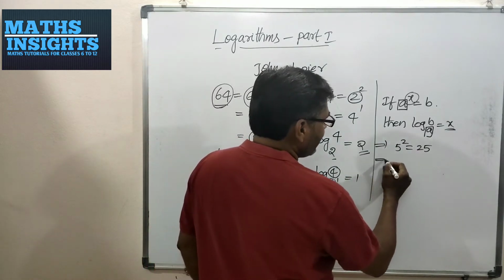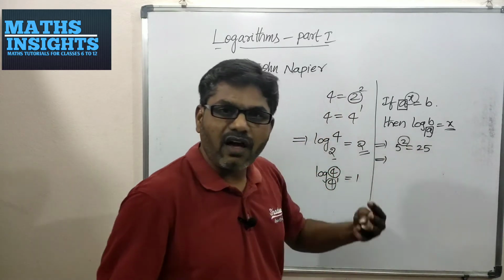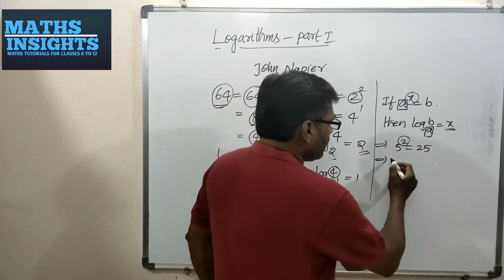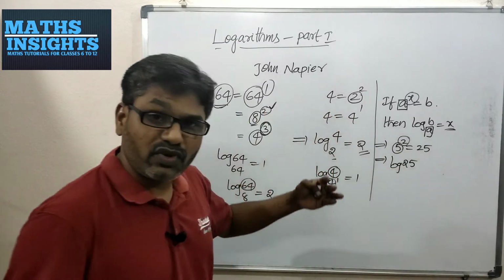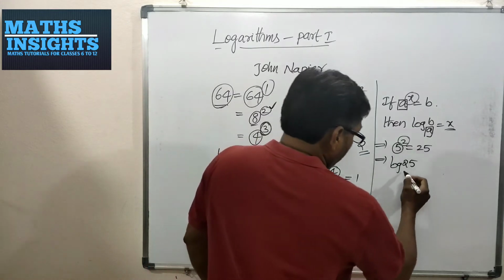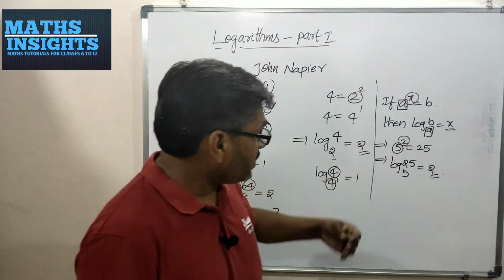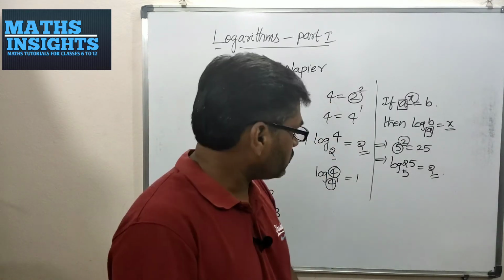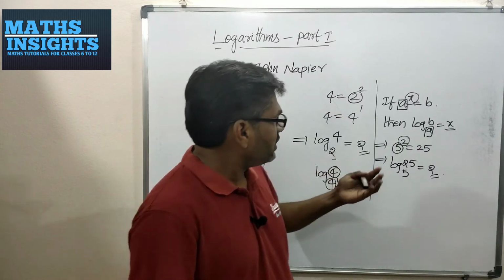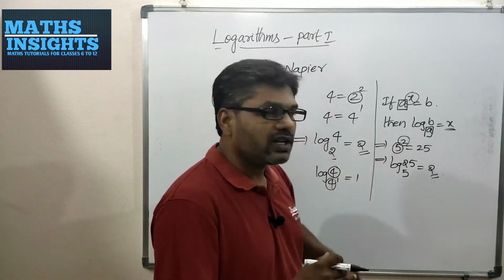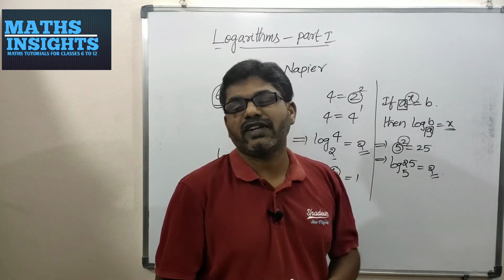If you want to write this in logarithmic form, the power is the log of that 25. I am writing log 25, and whatever the base in the exponential form, that will become the base here also, that is equal to 2. So log 25 base 5 is equal to 2. In this way, you may convert any exponential form into logarithmic form. I will take some examples, then it will become very clear.